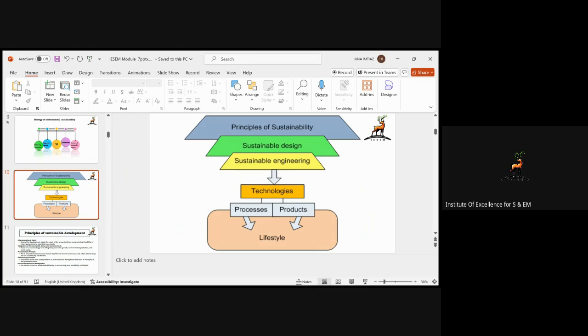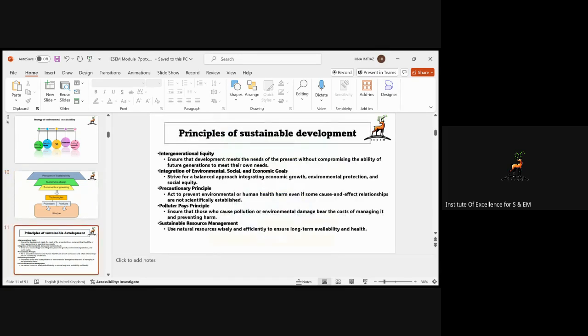So we have to adopt such technologies, we have to work on that. And again, we have to modify the processes so that we get the maximum products. And again, that will affect our lifestyle, because it automatically reduces the carbon footprint, it reduces the consumption of energy, it saves fuel, so that will automatically change our lifestyle.